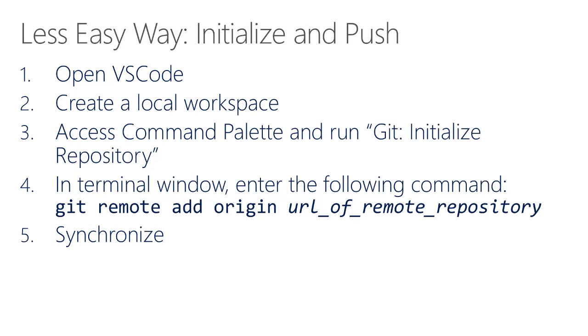The less easy way, we say less easy because once you know how to do it, it's really simple, is you initialize the local repository and then you push it to a remote. First, you open Visual Studio Code, then you create a local workspace, you access the command palette and you run git initialize repository, and in the terminal window, you would set the origin to a Git remote, and then you hit synchronize, and that pushes that into the remote. Both methods are easy to run. Personally, I like the Git clone, but that's because I'm lazy.